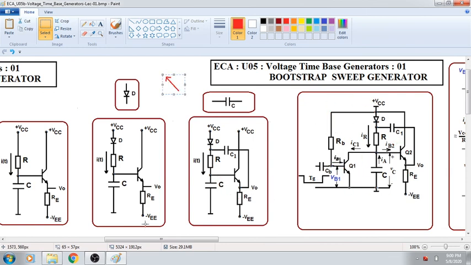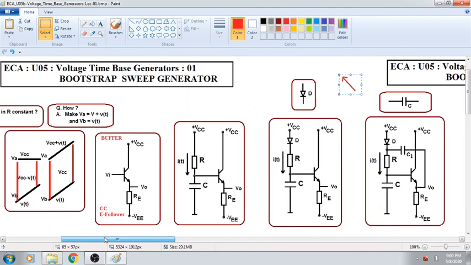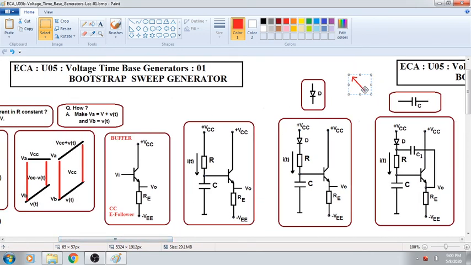Now why are we calling it a bootstrap sweep generator? If you want to wear a boot, the boot will have two laces. Both these laces you will hold and pull. That means whenever this lace is going up, the other lace also will go up. So that is why the name is given as bootstrap. We will discuss more about it in the next lecture.